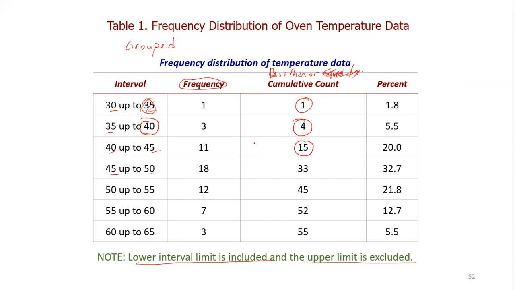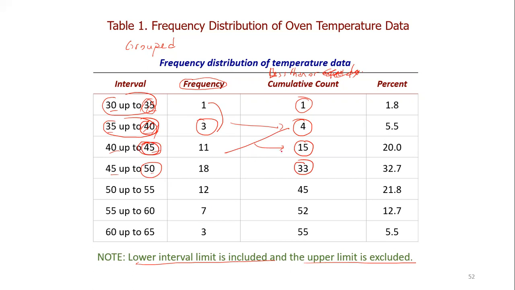and 15 items which are less than 45, 33 items which are less than 50, and so on and so forth. So how do you find this, of course? You have one item between 30 and 35, three items between 35 and 40. So if you just sum them up, 1 plus 3, that's equal to 4. There are 4 items which are less than 40. If you sum these two, then you have 15 items which is less than 45.